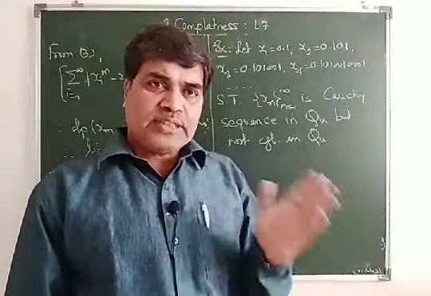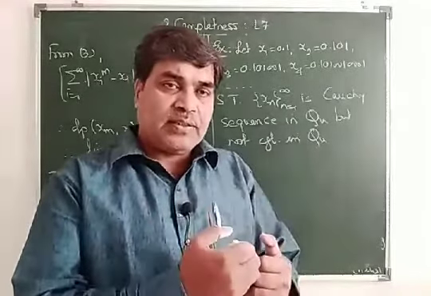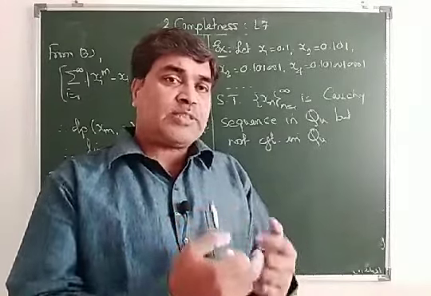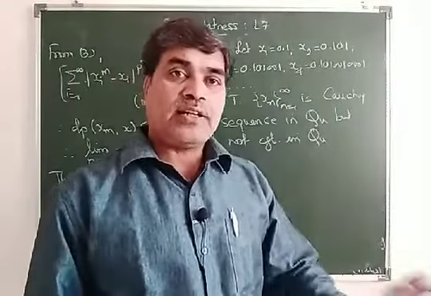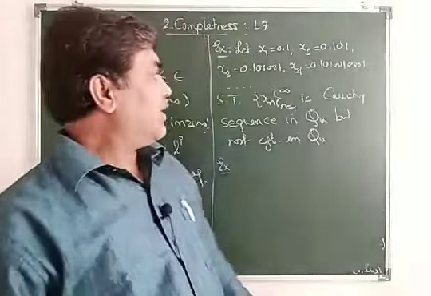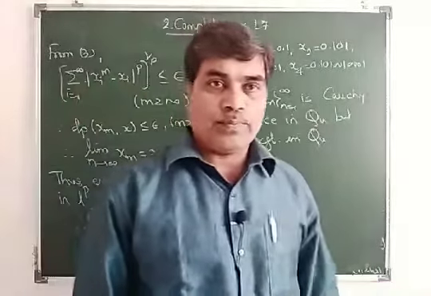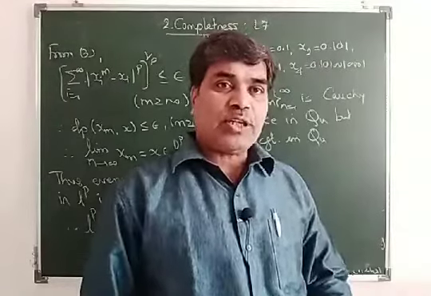So if the given sequence is convergent in metric space (X, d) and Y is a subspace of it, and each term of that sequence is from only Y, then that sequence must be Cauchy in that subspace. And that's why this sequence must be Cauchy in Q with usual metric. Why is it not convergent?